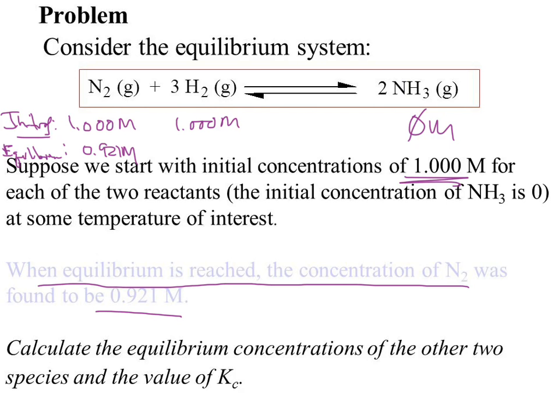So in this ICE table, it looks like we could go ahead and fill in some blanks, and all of this has to be filled out. These three values for everything will ultimately be filled out. So here we have 1.00 molar, 1.00 molar, nix. Equilibrium concentration here for N2, 0.921 molar.